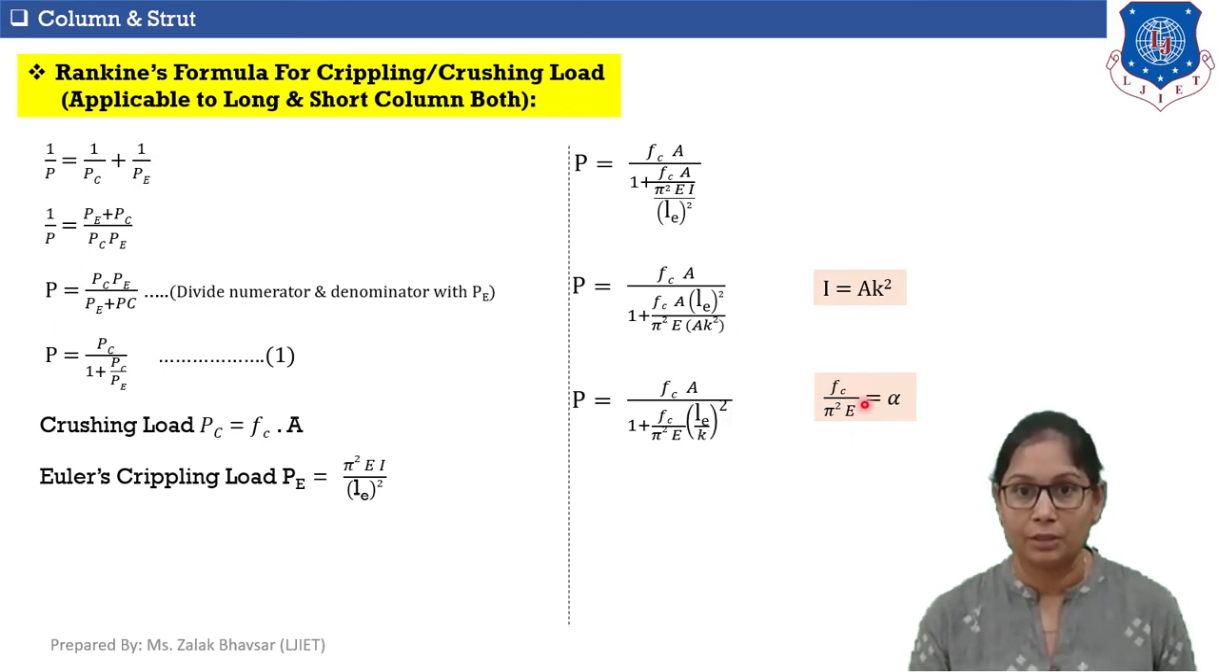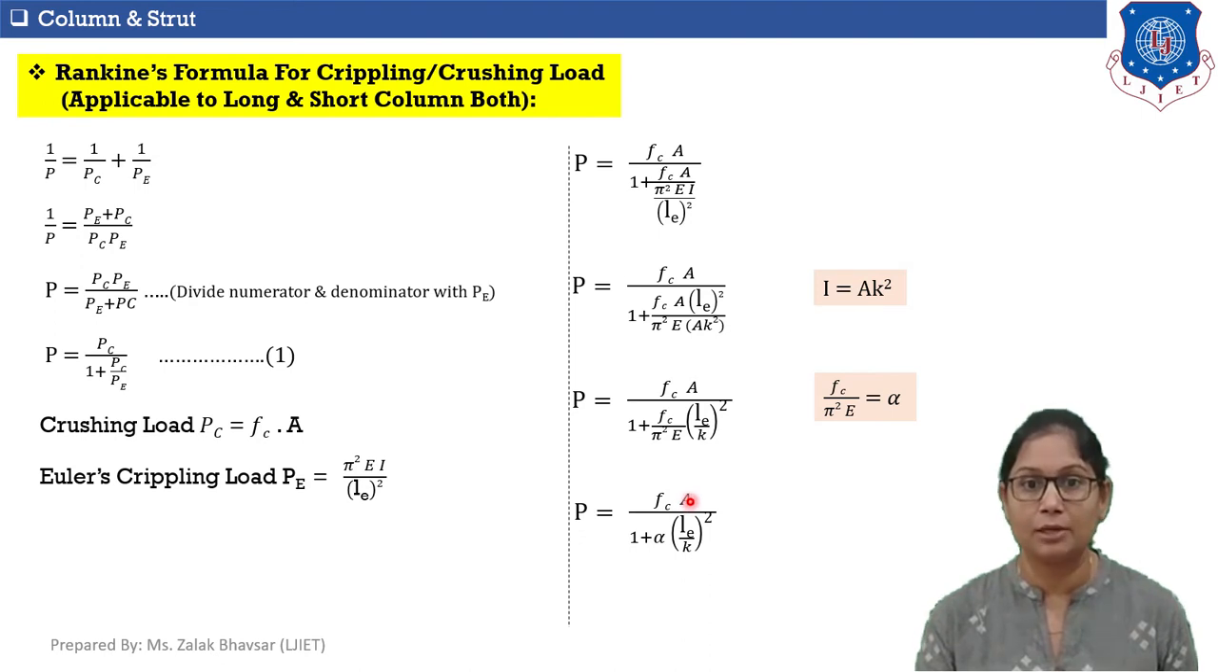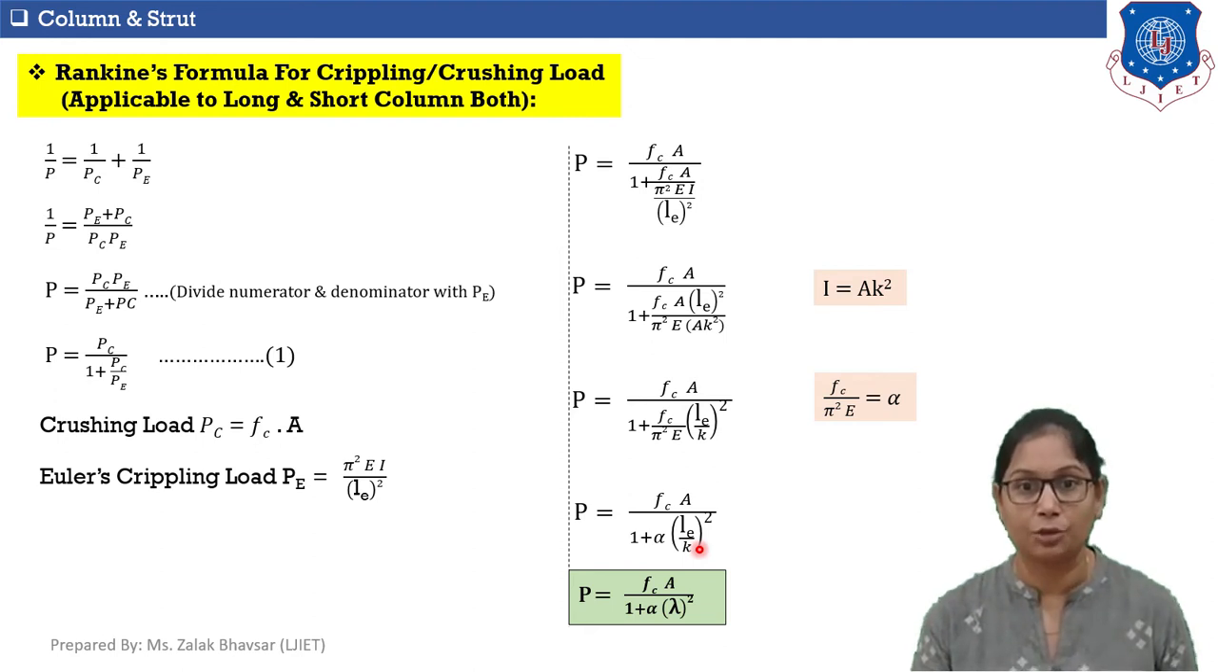Now, if we put FC upon pi square E equal to alpha, then I get P is equal to FC into A upon 1 plus alpha into LE upon K square. Now we know that LE upon K is nothing but the slenderness ratio lambda. So I replace LE upon K with lambda, and then I get the final equation to calculate crippling or crushing load using Rankine's formula, which is P is equal to FC into A upon 1 plus alpha into lambda square.